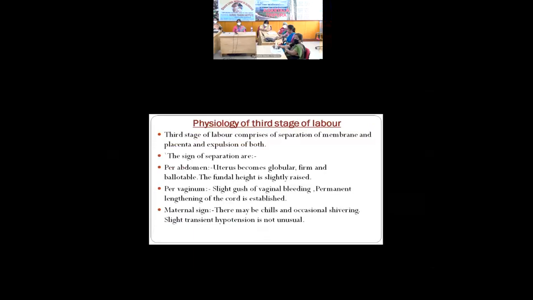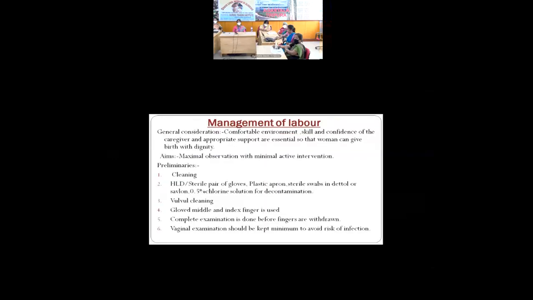Physiology of third stage of labor. The third stage of labor comprises the separation of membrane and placenta and expulsion of both. The signs of separation: per abdomen, the uterus becomes globular, firm and palpable, and the fundal height is slightly raised. Per vaginum, there is a gush of vaginal bleeding, and permanent lengthening of the cord is established. Maternal: there may be chill and occasional shivering, and slight transient hypotension is not unusual.